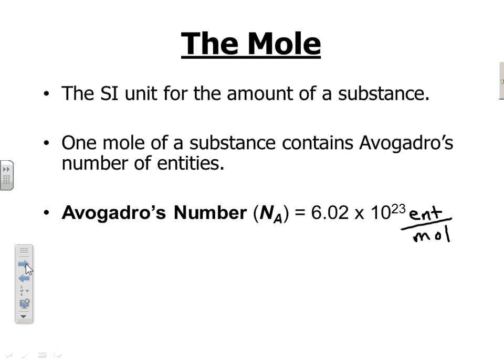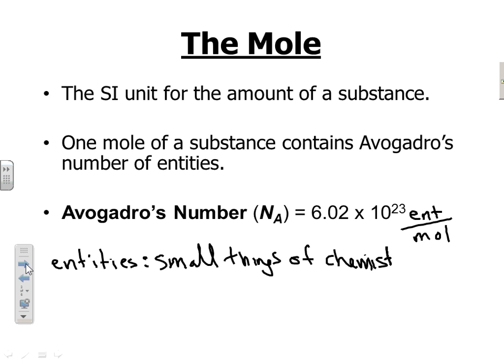So what is an entity? An entity is simply those tiny little things that we deal with as chemists. What does my slide have underneath there? Does it talk about what entities are? No, it says the symbols. I don't want the symbol. Let's define an entity. What is an entity? Entities are the small things of chemistry. All right? So when we talk about entities, we're talking about those little things that we deal with in chemistry.